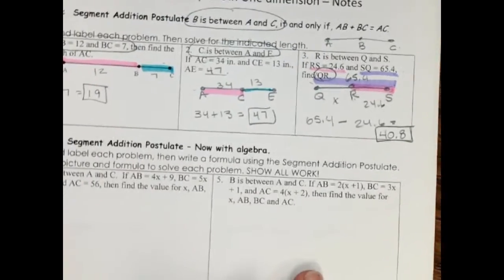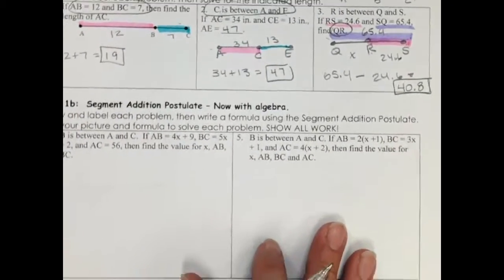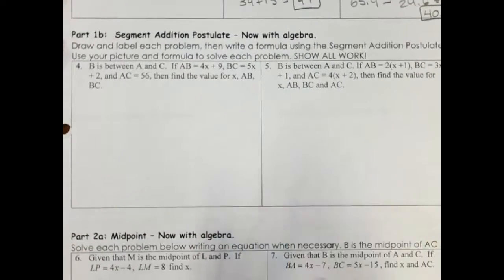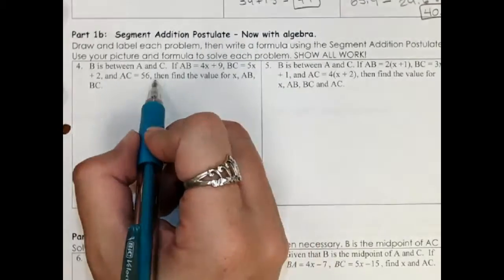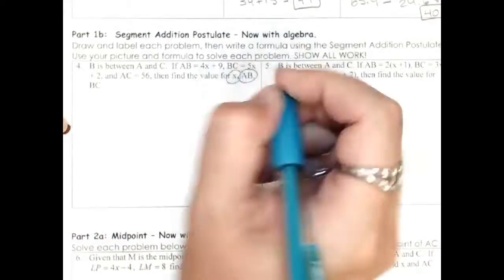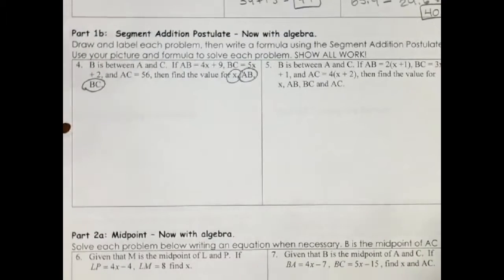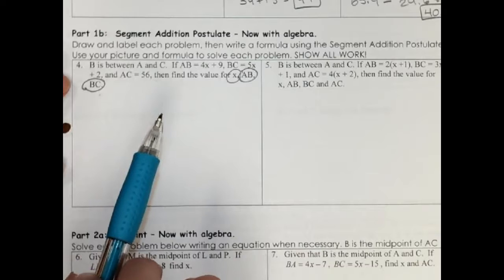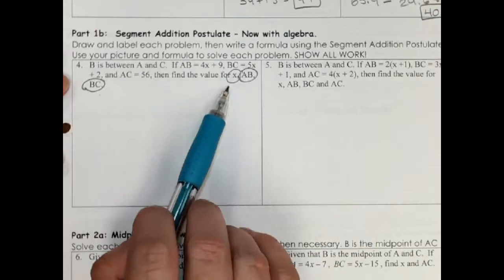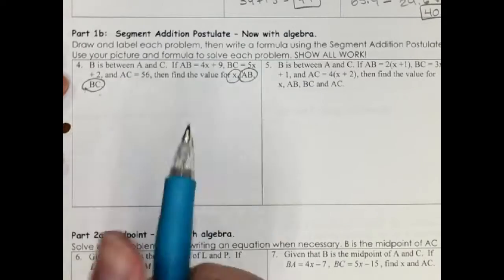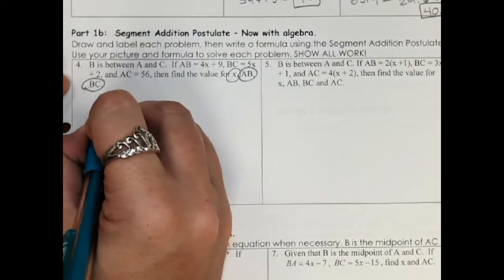Now we're going to do the same thing, but we're going to do it with algebra. And I'm going to tell you from now on with all these algebra ones, the first thing I want you to do when you read the problem is look at find the value of what? Here they tell me x, AB, and BC. So many kids miss these problems because they don't actually answer the question that it's asking for. So many people just find x and they never find the other stuff. So I want you to circle these every time first. The second thing I want you to do is always draw the picture.